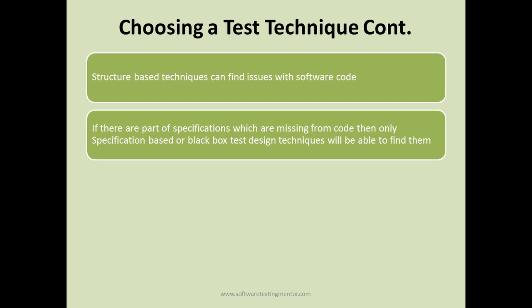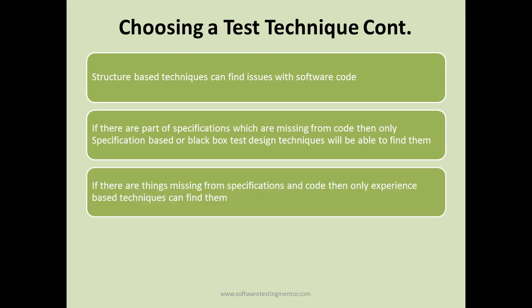So in this case, black box or specification-based test design techniques will be effective. Then if there are things missing from specifications and code, then only experience-based techniques can find them. Suppose there is a missing requirement from the specification document or the software requirement specification. The requirement itself is completely missing that should have been there, based on the experience and knowledge that a tester has gained while testing previous similar kinds of software.